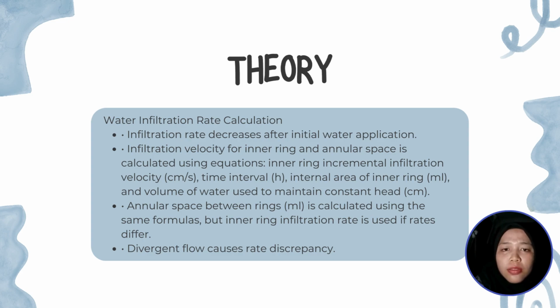Inner ring: incremental infiltration velocity, time interval, initial area of the inner ring, and volume of water used to maintain the constant head in the inner ring, in centimeters. The annular space between the rings is calculated using the same formula, but the inner ring infiltration rate should be used if the rate difference divided by the flow shows a constant rate discrepancy. This formula is used to calculate the volume of water permeating the inner ring and annular space at a time interval.